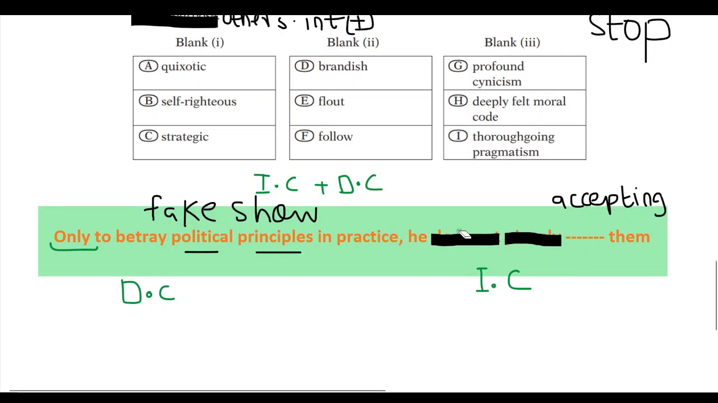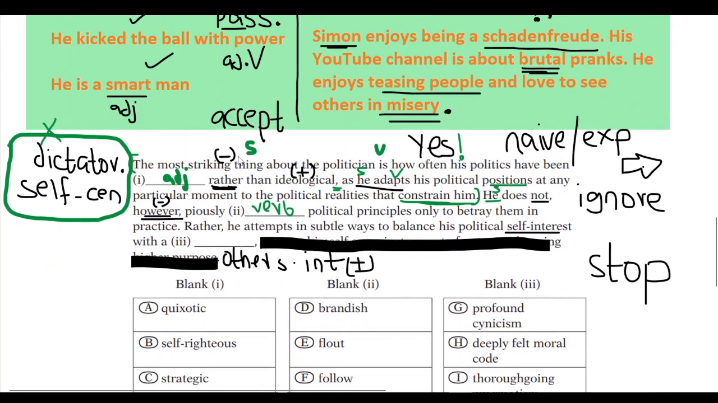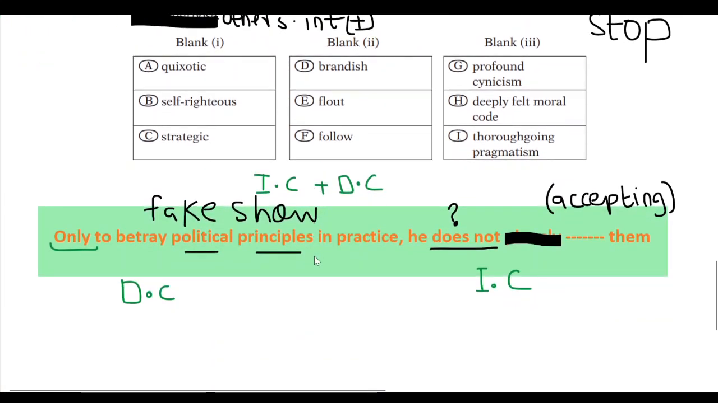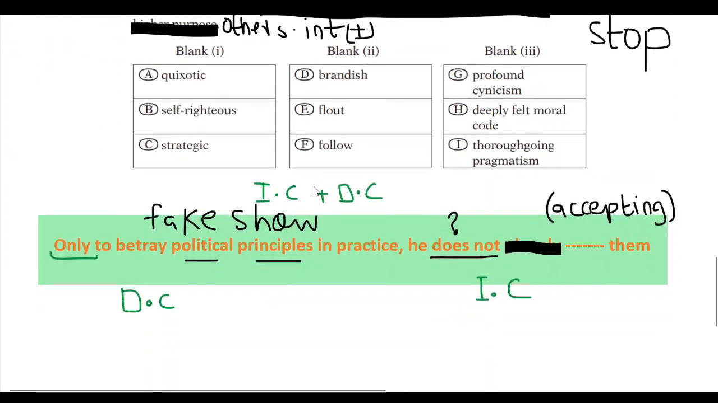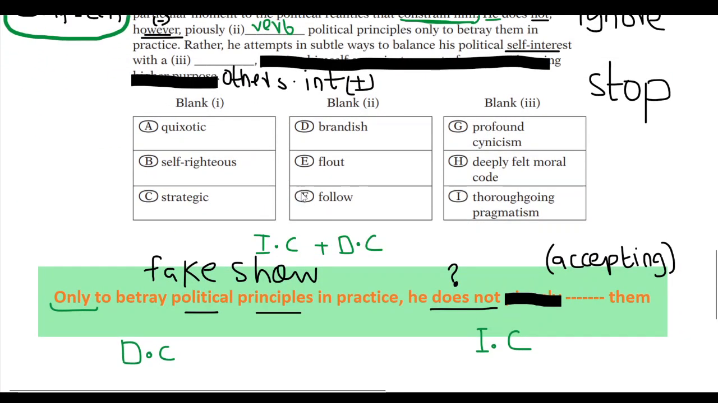However, the second I move does not, my logic does not seem to work. If he's just creating a fake show of political principles, how can he accept them with does not in the sentence? This doesn't really make sense. So if you come back up here, my initial guess was accept, just because I was not reading strategically and not using structural analysis to the best of its ability. Therefore, my initial guess is also wrong, and therefore my answer choice is also wrong.